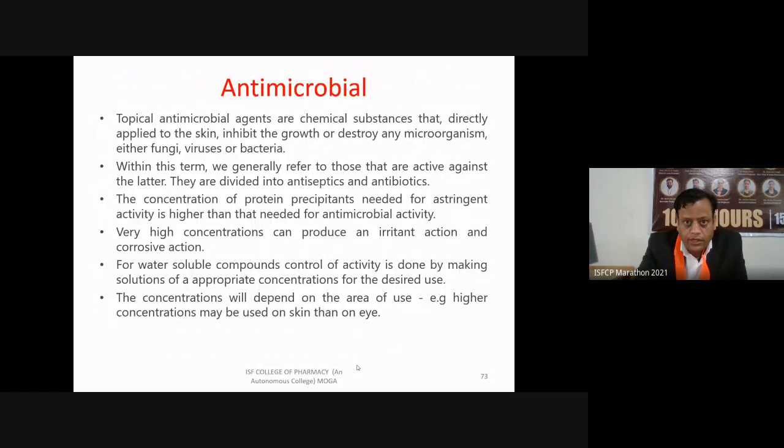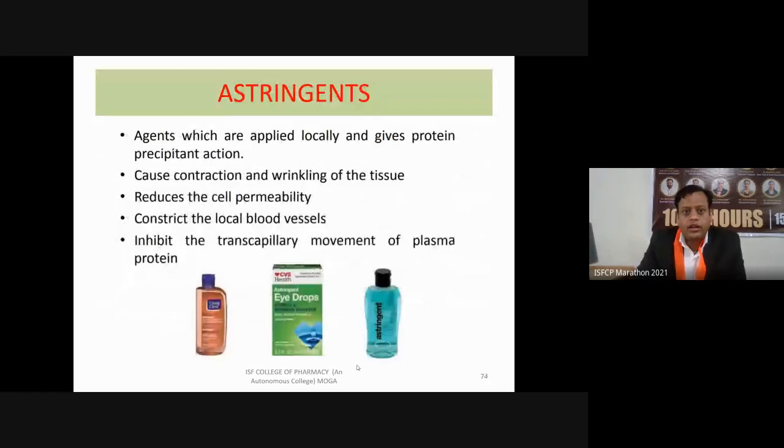Further, antimicrobials. We are also discussing astringents. We already discussed that these agents are applied locally and give a protein precipitation action, and they are responsible for contraction and wrinkling of tissue. So they reduce cell permeability. What is the work of an astringent? They reduce cell permeability by contracting the local blood vessels, so they inhibit the transcapillary movement of plasma proteins.